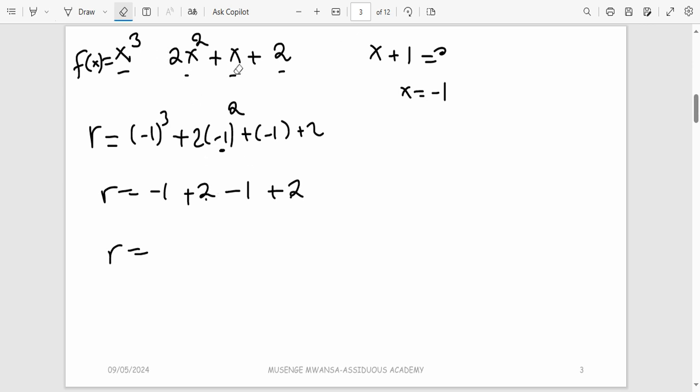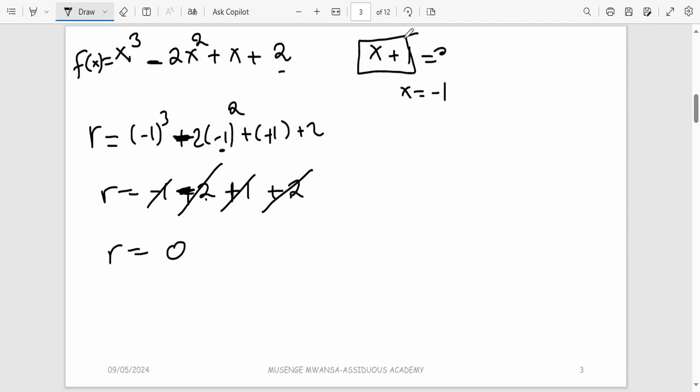Let me change something here so that you see now how it is going to work if we change it like this. Let's say I made this a negative and then I made this a positive. So where I've substituted here, this is supposed to be a negative, right? This is supposed to now be a positive, because this was positive. So this -2 cancels with the positive 2. This positive 1 will cancel with the -1. The remainder is 0. So what does this mean? It means that x plus 1 is a factor of this function.